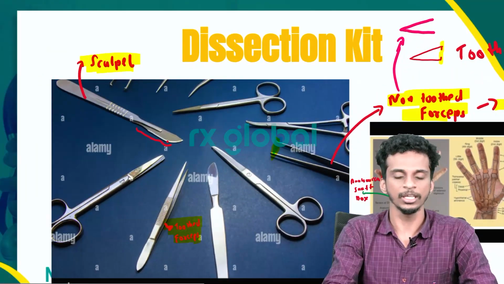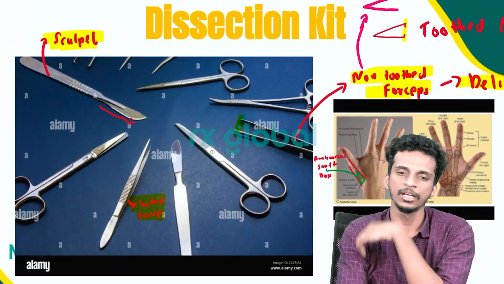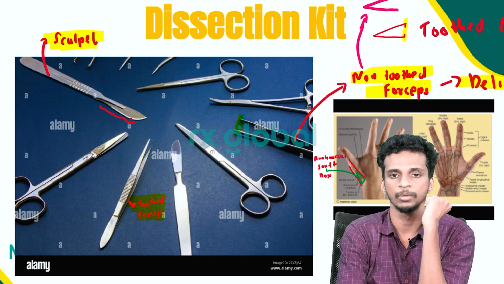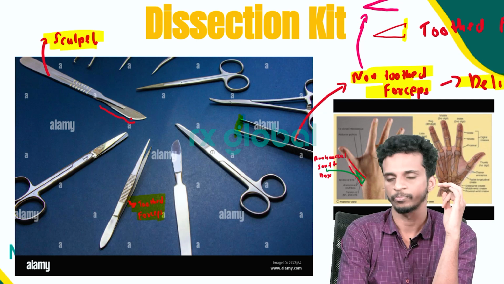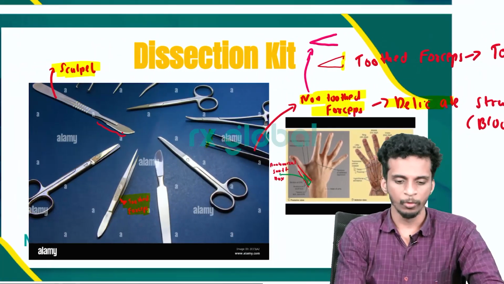So in the dissection kit, you essentially have three things. One is a scalpel to make incisions, second is a toothed forceps to hold tough structures, and the third is a non-toothed forceps to hold delicate structures. I hope it's clear. Okay, now moving on.